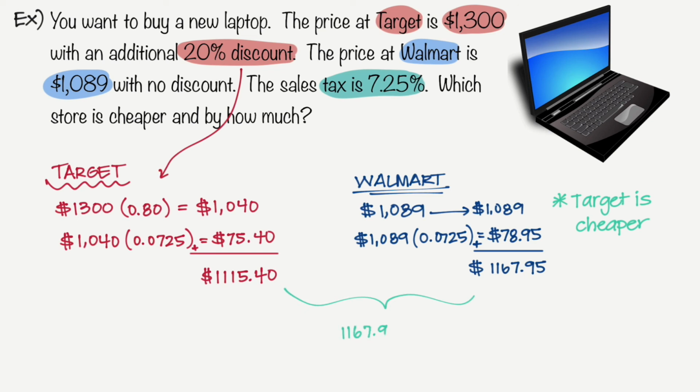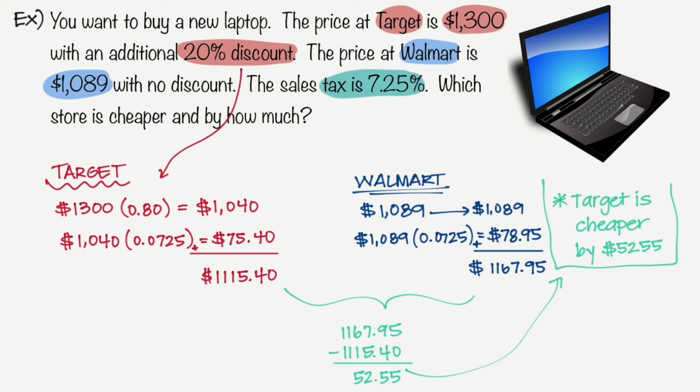So now to find the difference, to find out how much cheaper Target is, we're going to subtract those two values. And so I'm going to go ahead and just write those down right here. And I find that their difference is $52.55. So you're going to save a little bit of money. And this is what I do all the time. I always look for sales and which place is going to give me the best discount overall.